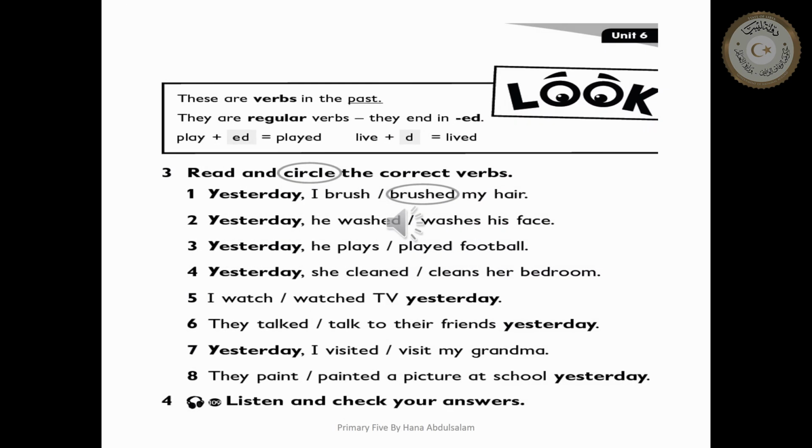Listen and check your answers. Yesterday, I brushed my hair. Yesterday, he washed his face. Yesterday, he played football. Yesterday, she cleaned her bedroom. I watched TV yesterday. They talked to their friends yesterday. Yesterday, I visited my grandma. They painted a picture at school yesterday.